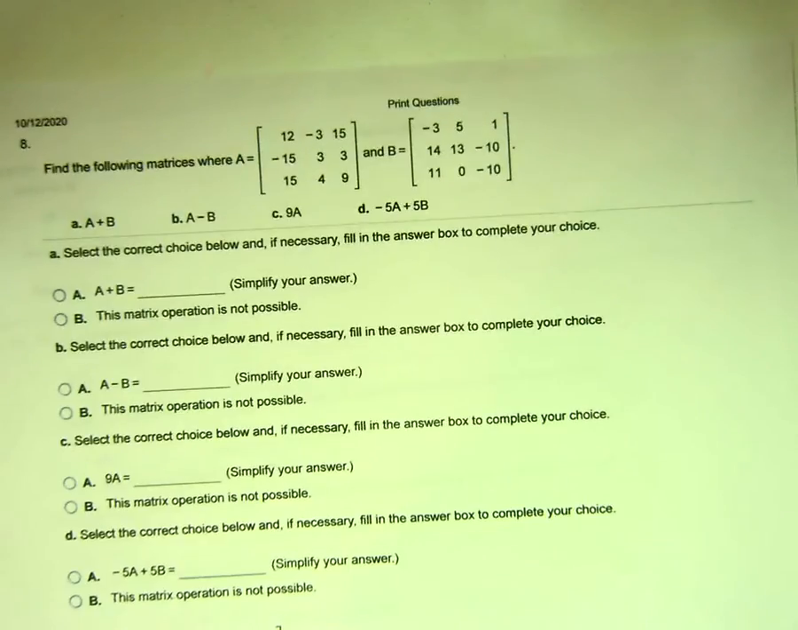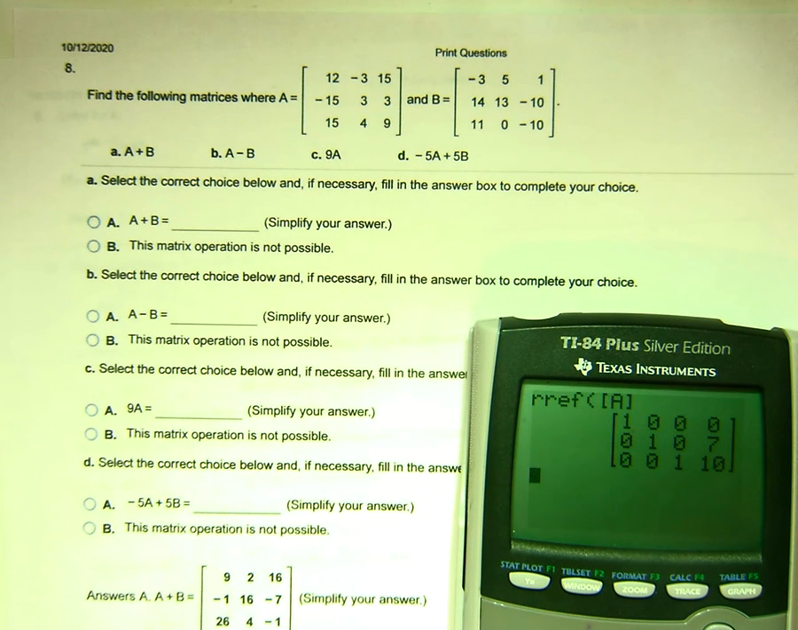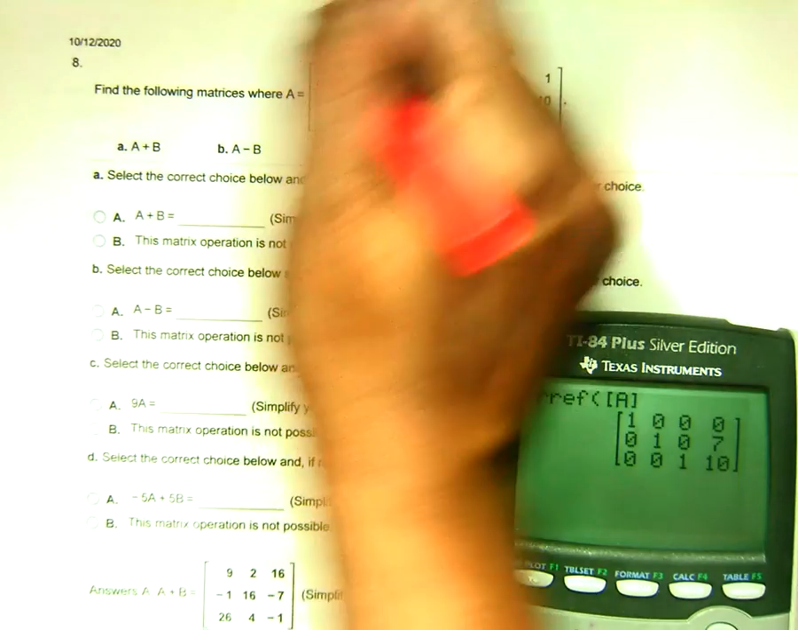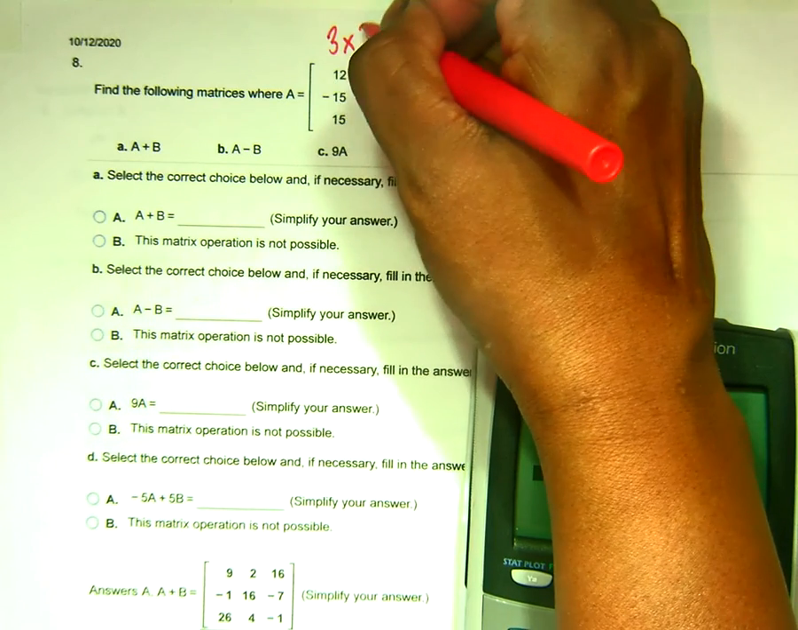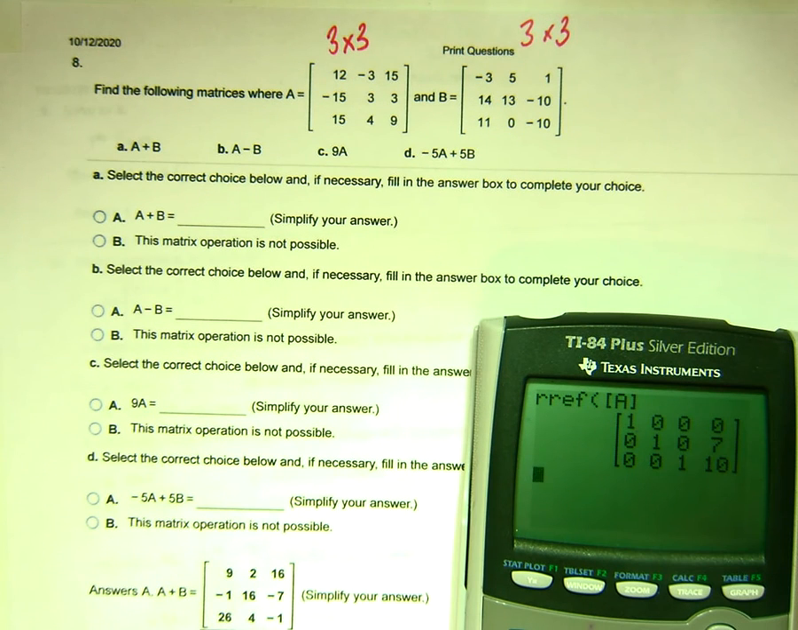Now we're looking at basic operations with this. You have 4 parts, but make sure you read them each carefully. So the first thing you're going to do is input your A and your B in. Both of them, by the way, are 3 by 3s because you have 3 rows and 3 columns. For the sake of time, I'm not going to be able to go over that. But it's going to be very similar to what we did for the first example.